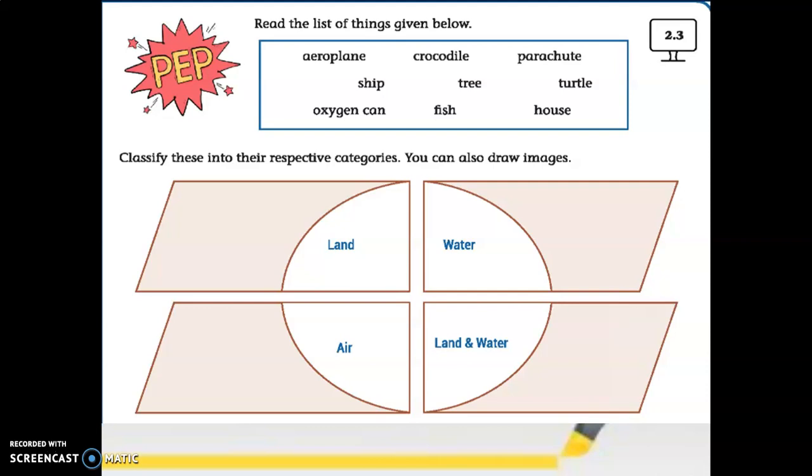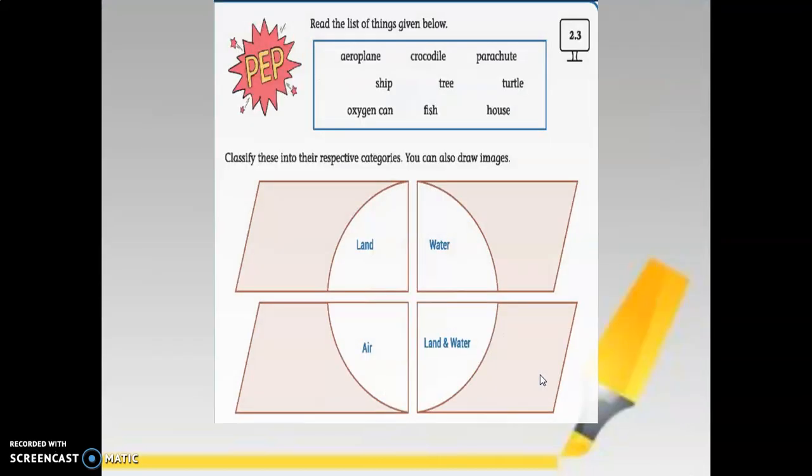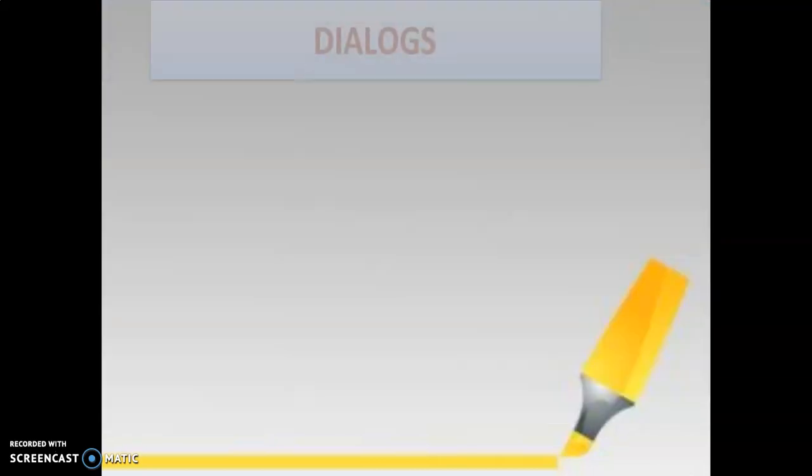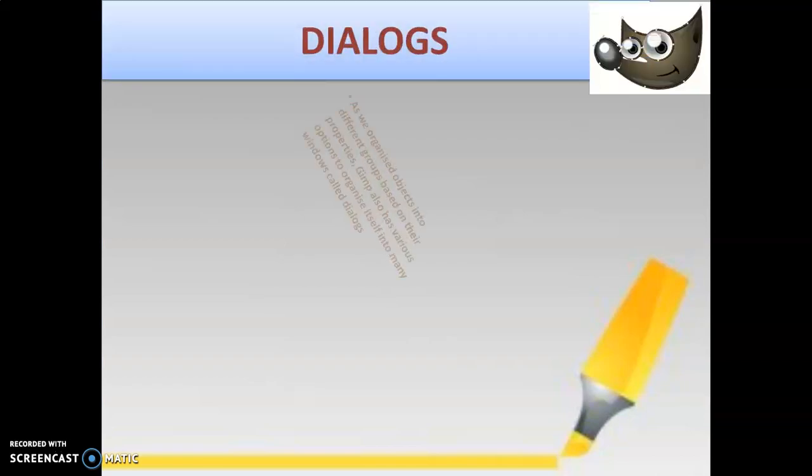Don't get confused. Okay, take a breath, think well, and divide and write it in the respective part: land, air, water, and land and water. So categorize the things into these four respective columns. The next video will be about what we are going to categorize the things. Okay. Yes. The next video is about what is meant by categorizing things.